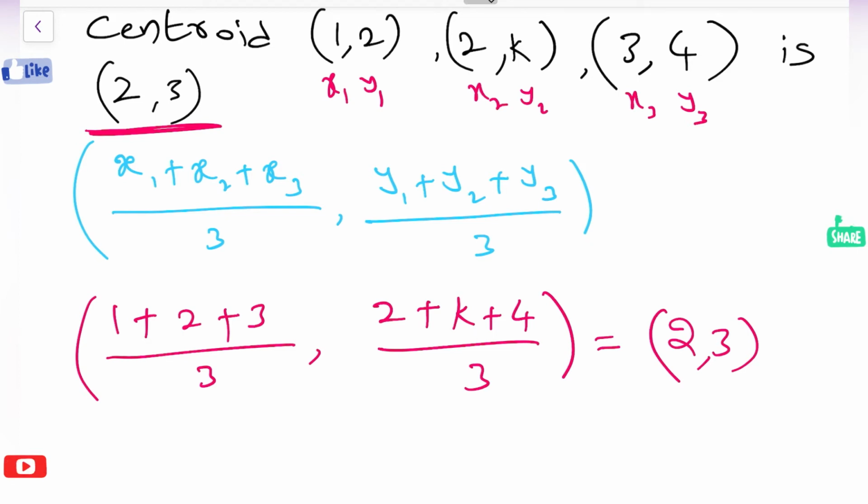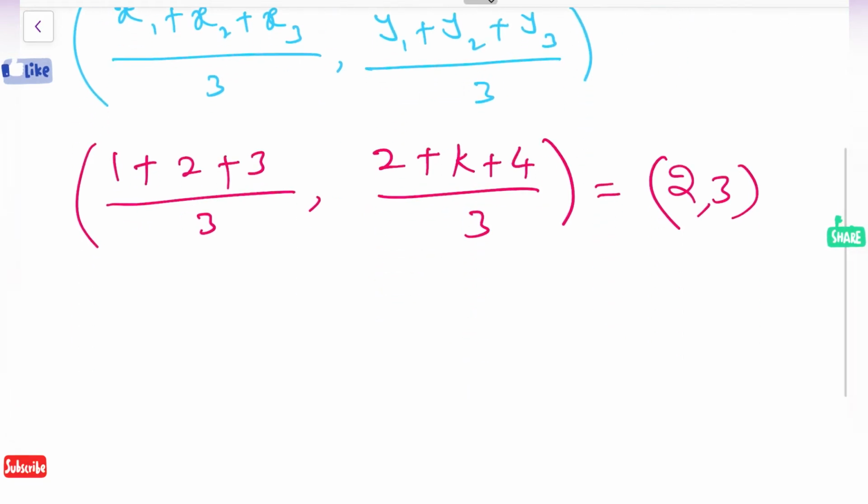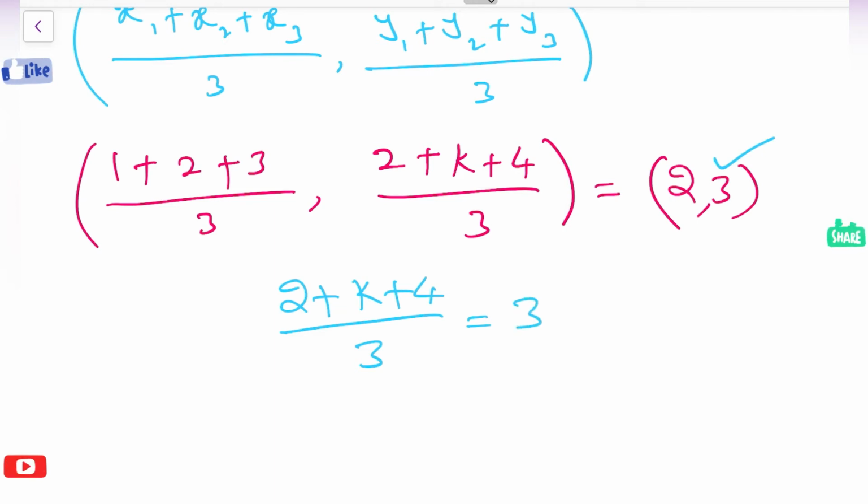Now if we observe, in the x coordinate we don't have any alphabet at all, so we don't have any work with the x coordinate. In the y coordinate we have the alphabet k, which we need to find out, so I am going to concentrate only on the y coordinate. Now let us take the y coordinate: 2 plus k plus 4 by 3 equals 3. Here 2, here 4, 2 plus 4 is 6, plus k by 3 equals 3.